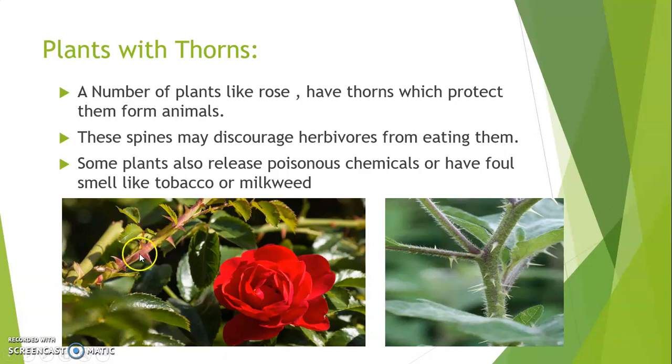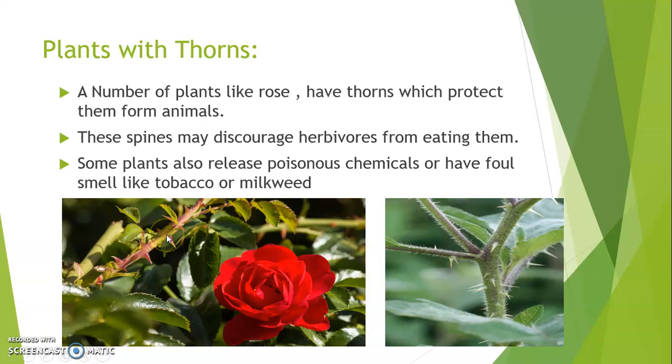So these spines protect these plants from the herbivores. The herbivores are what? These are the animals which feed on only grass or green plants, and especially on small plants like roses. So these spines prevent the herbivores from eating these plants, because these spines may hurt the animals when they attack or try to eat the rose plant. So this is the most popular plant, the rose plant, that has the spines.